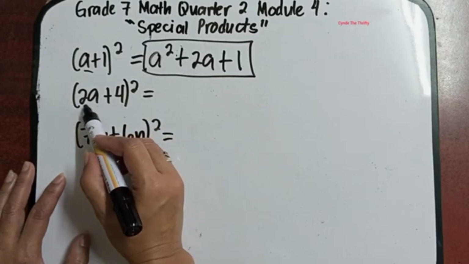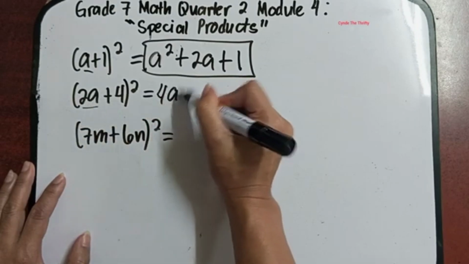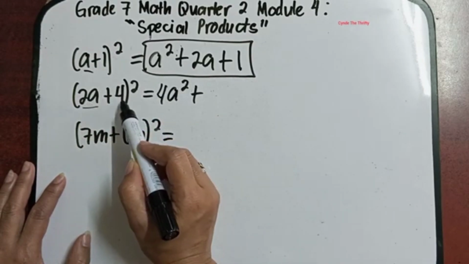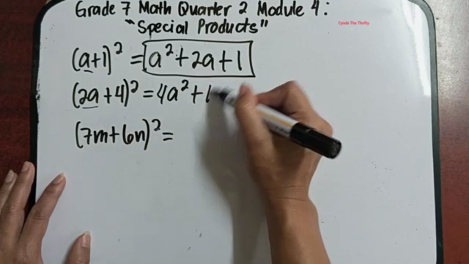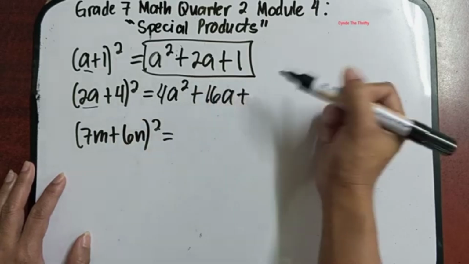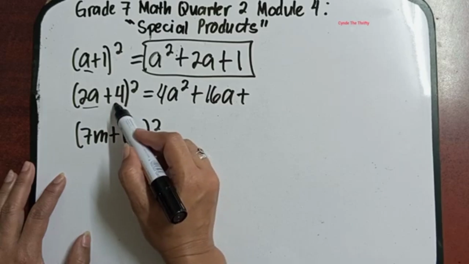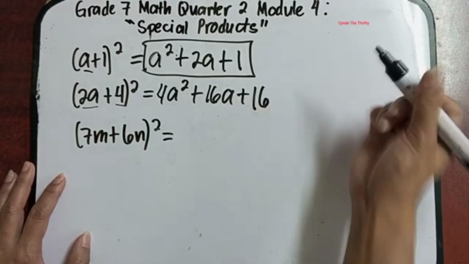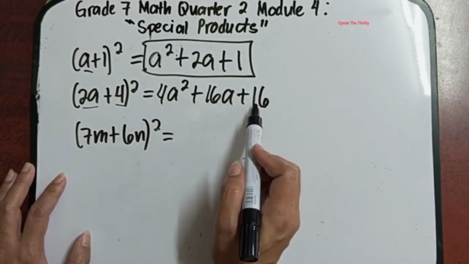Okay, first, square natin ang ating first term. So, 2a squared is equal to 4a squared. Plus, i-multiply natin ang first term at second term times 2. So, 2 times 4 is equal to 8. So, 8a times 2. 8 times 2 is equal to 16a. Plus, i-square natin ang ating last term. So, ang last term natin is 4. So, 4 squared, meaning 4 times 4 equals 16. Okay, so ito na yung sagot natin agad. 4a squared plus 16a plus 16.